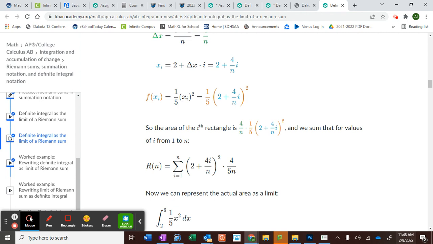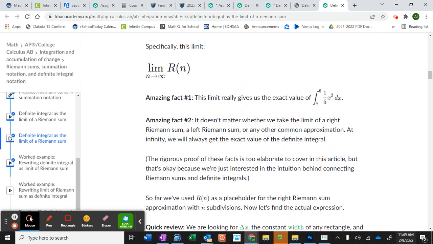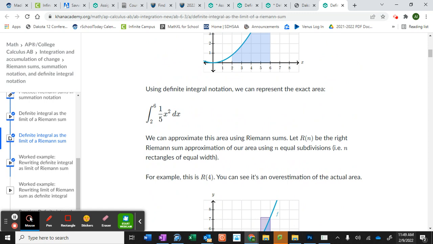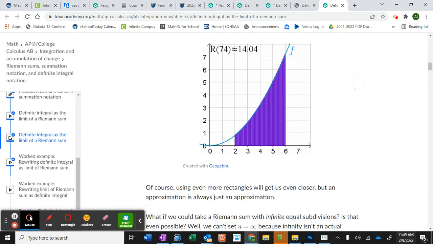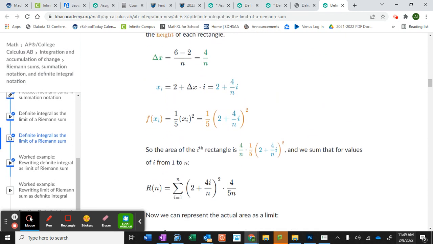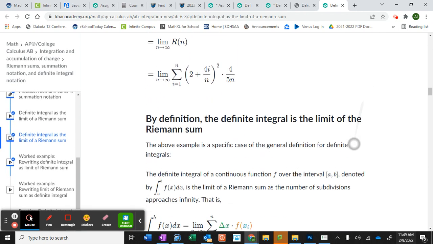Now, notice how the original function was 1/5 x squared. So we take that x sub I, and take 1/5 x sub I squared, and then we put the width of it in front of it, or the width of it right there. That's the width. And so then what they did is just multiply the 1/5 times the width, and that's how they made up that function.